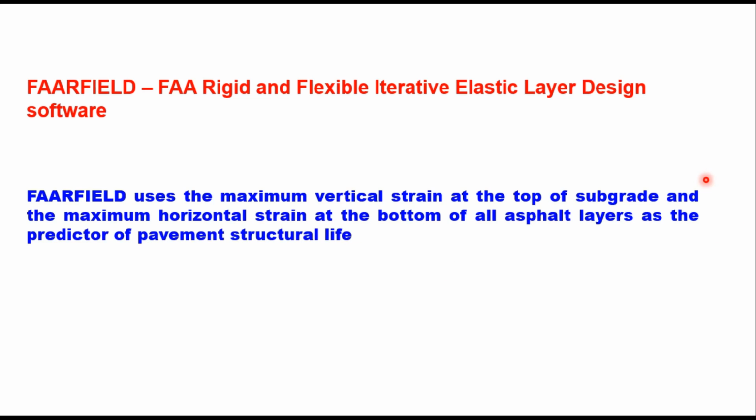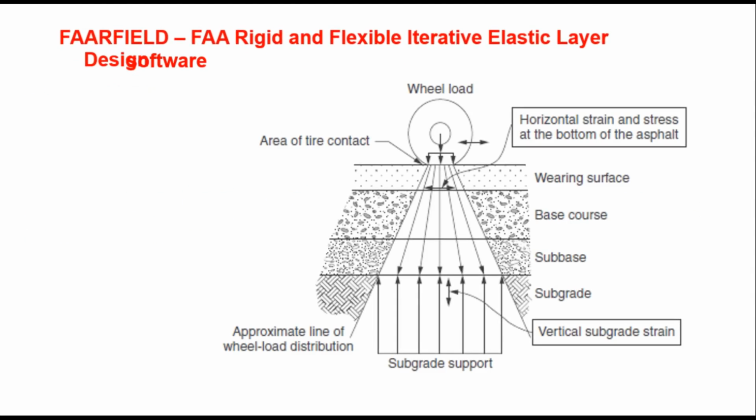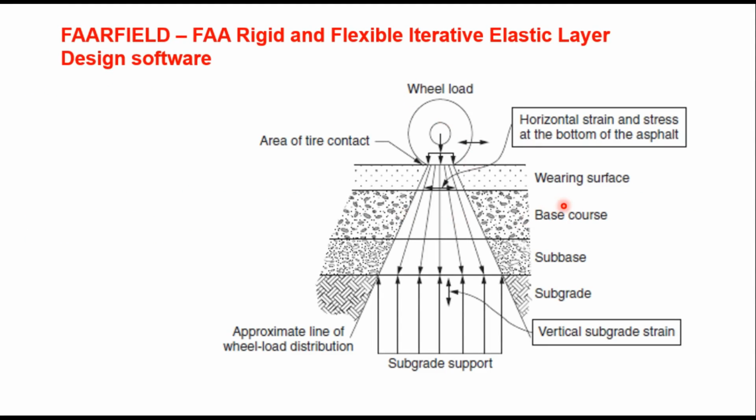It is similar to what we do in case of highway pavement also, as suggested in IS 37, that the maximum vertical strain at the top of subgrade and maximum horizontal strain at the bottom of bituminous layer should be within permissible limit. That is how basically it considers the strains.